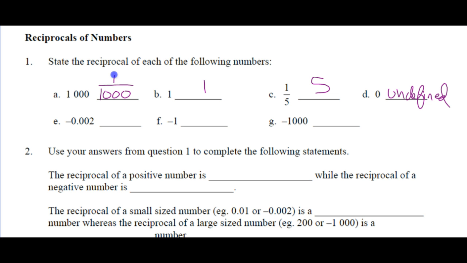Negative 0.002. Well, that's important. What's the reciprocal of negative 0.002? You can use your calculator if you like. We're going to go 1 divided by negative 0.002. Negative 500. So two things are important there. One, that it is negative, so taking the reciprocal will not change the sign. And two, that it's actually a pretty large number.